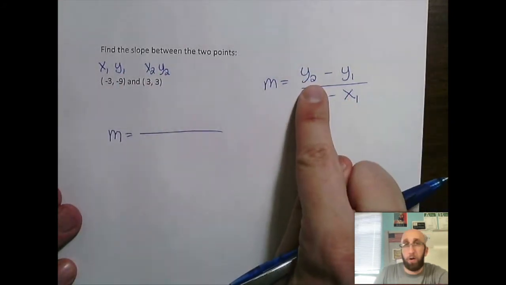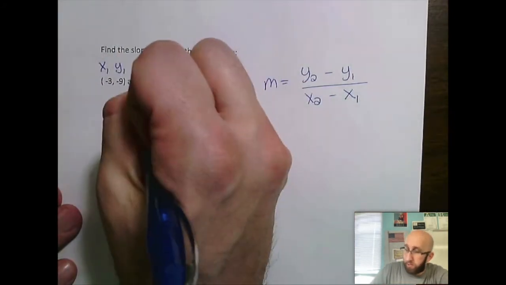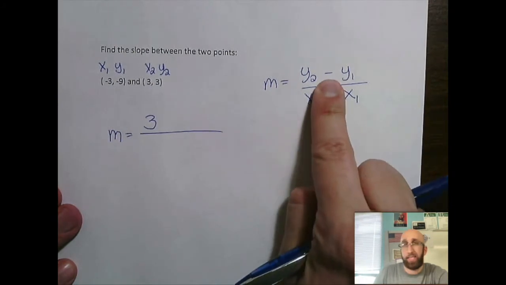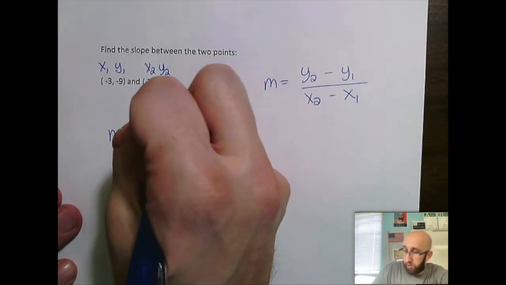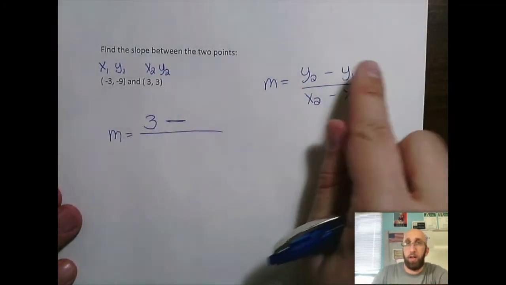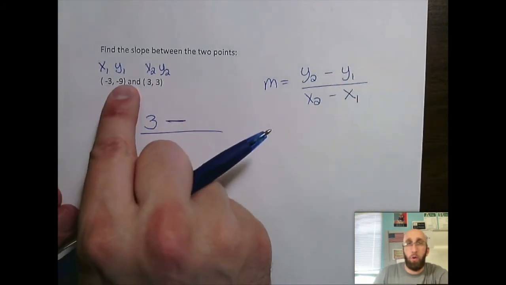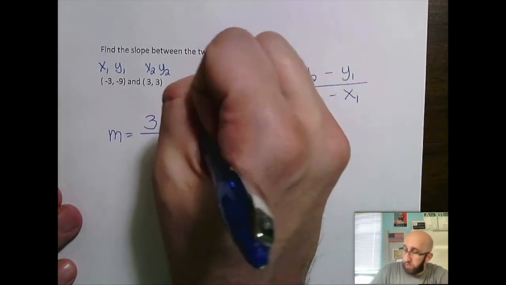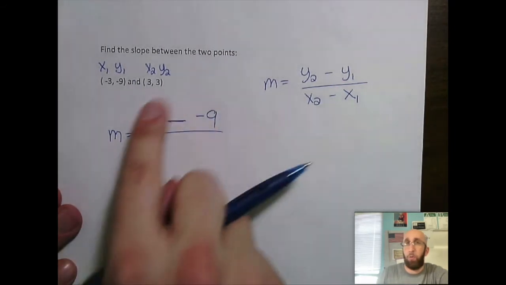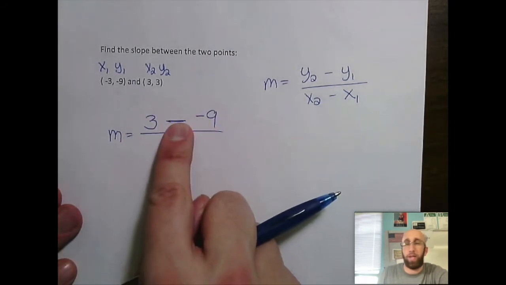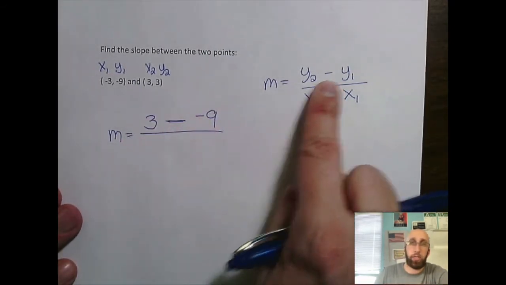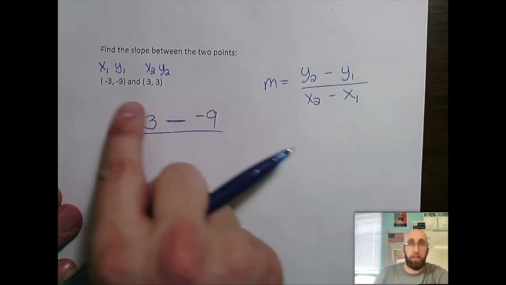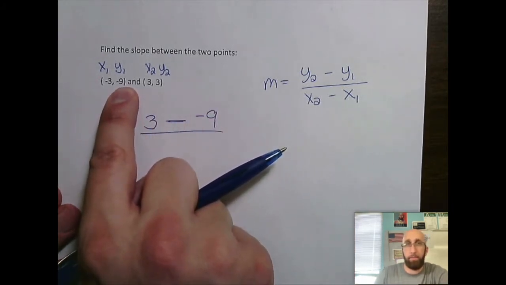So let's start it out. y2 we said was 3, so there is my 3. Next I need a subtraction, long subtraction there. Then I need y1. y1 is negative 9, so negative 9. Where people get caught up is they're like, oh, I already have a negative. No, no, no, no. The subtraction comes from the formula. This negative was with the 9.